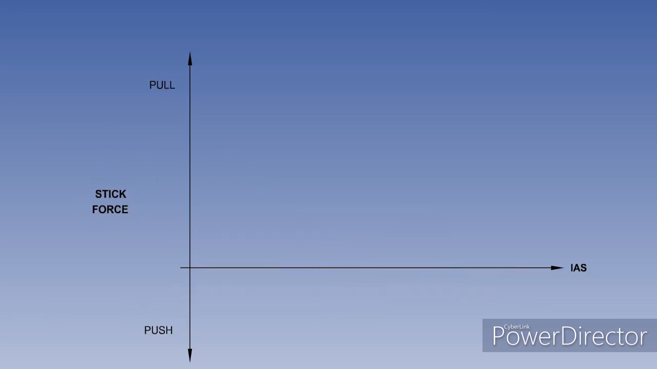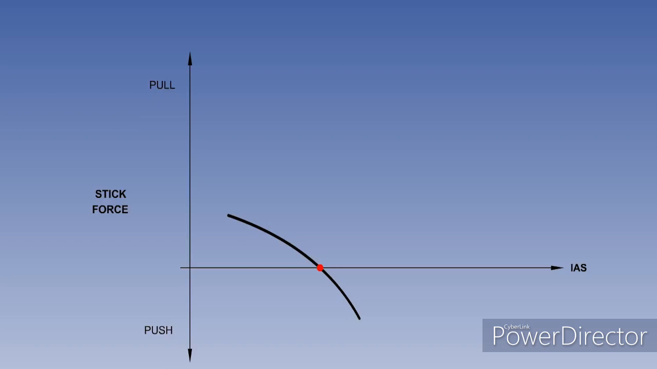Please note that the vertical axis now represents stick force. In addition to stick position stability, all aircraft must have stick force stability. This means that a push force must be required when indicated airspeed is increased, and a pull force must be required when indicated airspeed is decreased.